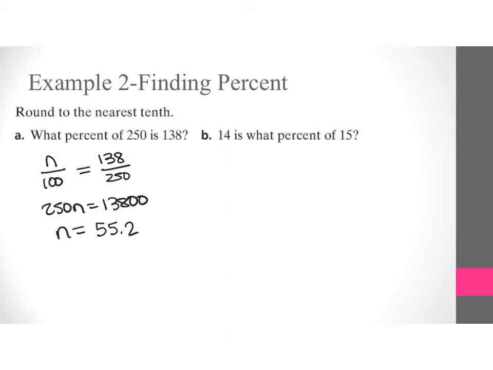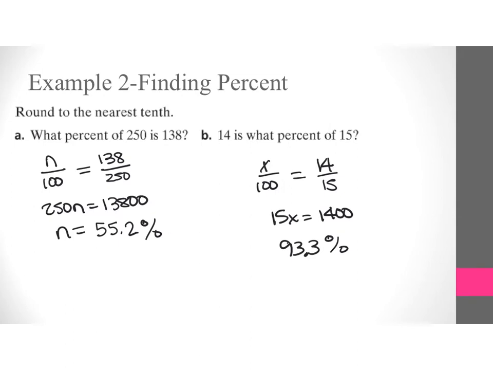Okay, likewise for part B, it says 14 is what percent of 15? So again, I don't know what my percentage is, so I'm going to go x over 100 equals 14 divided by 15, and I'm going to cross multiply, so I have 15x equals 1400, and 1400 divided by 15 then is going to be 93.3 repeated. And again, we should have done this on the last one, but we did forget our unit of percentage because it did ask for what percent.